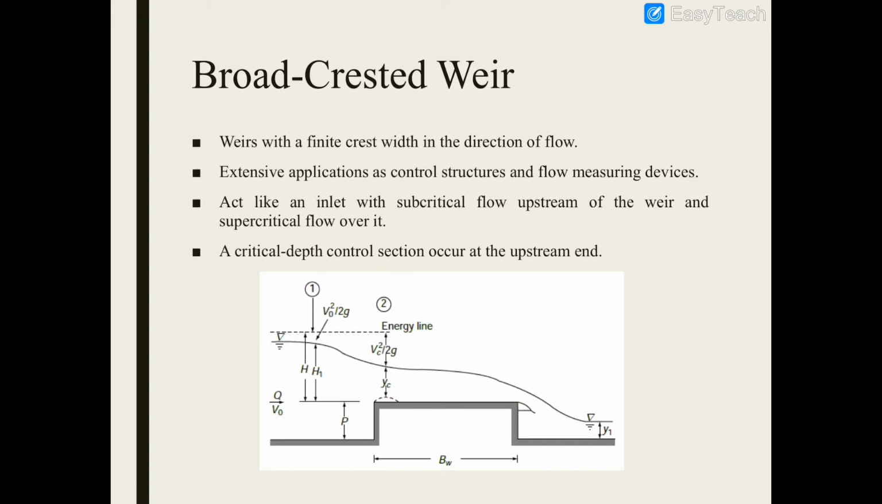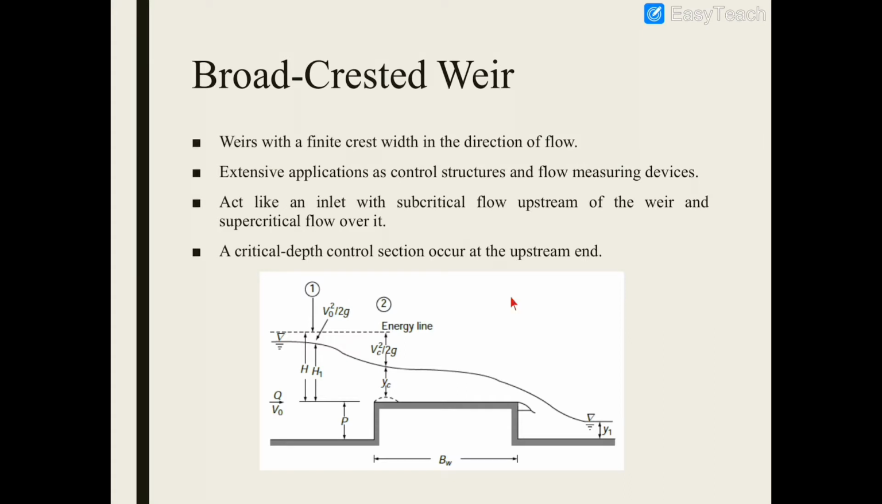These weirs are also termed as weirs with finite crest width, and these broad crested weirs are extensively used as control structures and flow measuring devices. It is practically impossible to generalize their behavior because a wide variety of crest and cross sectional shapes of the weir are used in practice. Here in this lecture, we will focus only on a simple rectangular horizontal broad crested weir.